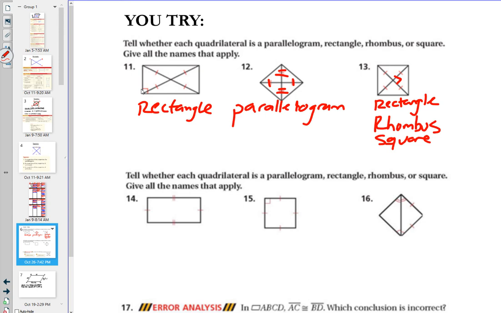See, so also pay attention to the directions. These directions say give all the names that apply. That's why I wrote all three. But in many cases, what you're going to see is it's going to say give the most specific name. If they only want one name that is the most specific, what's the most specific out of those three? The square, sure, the square. The square would be the most specific. Okay, same directions here.